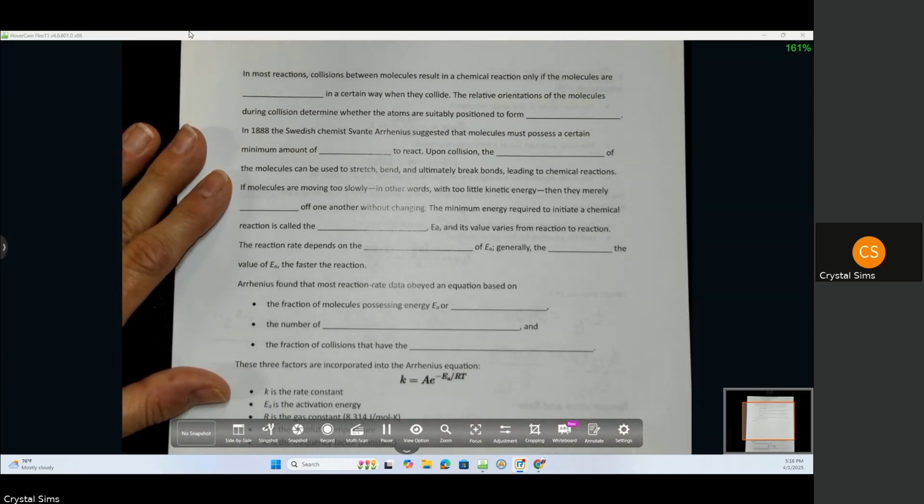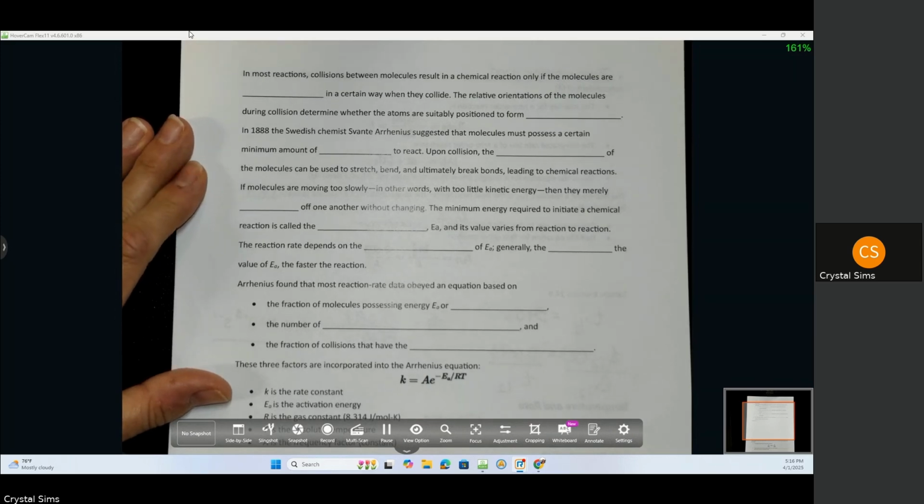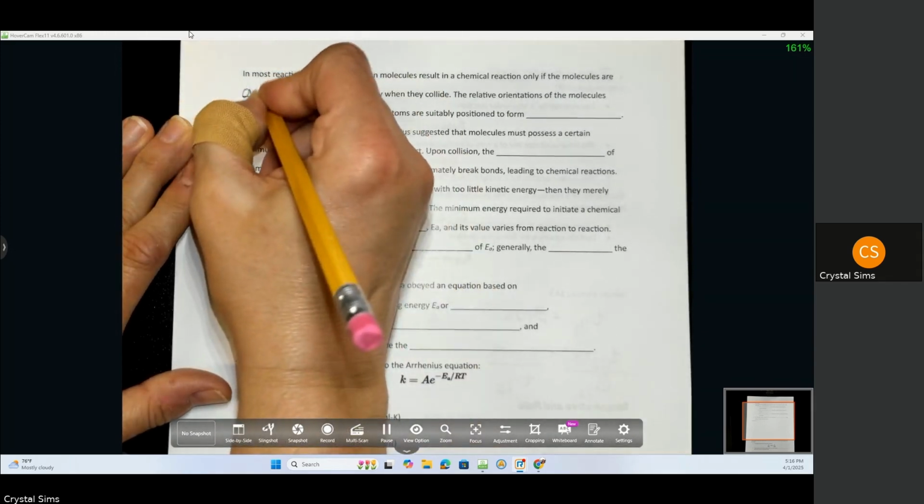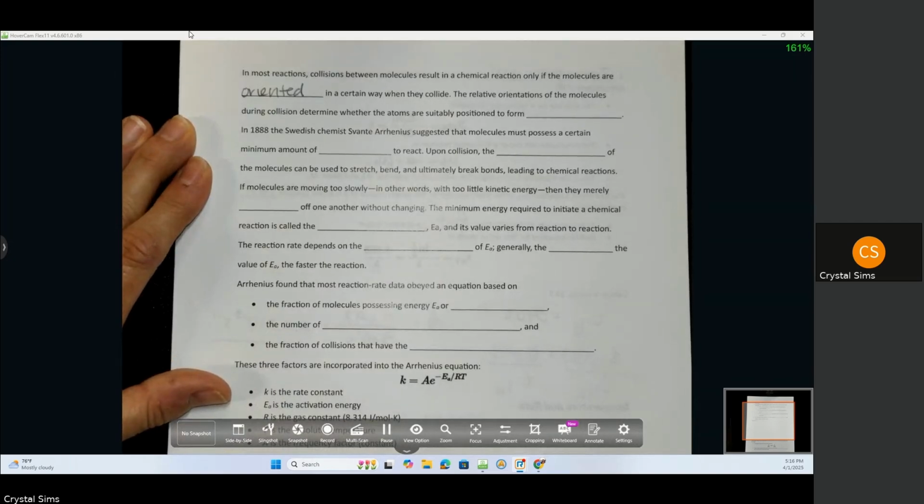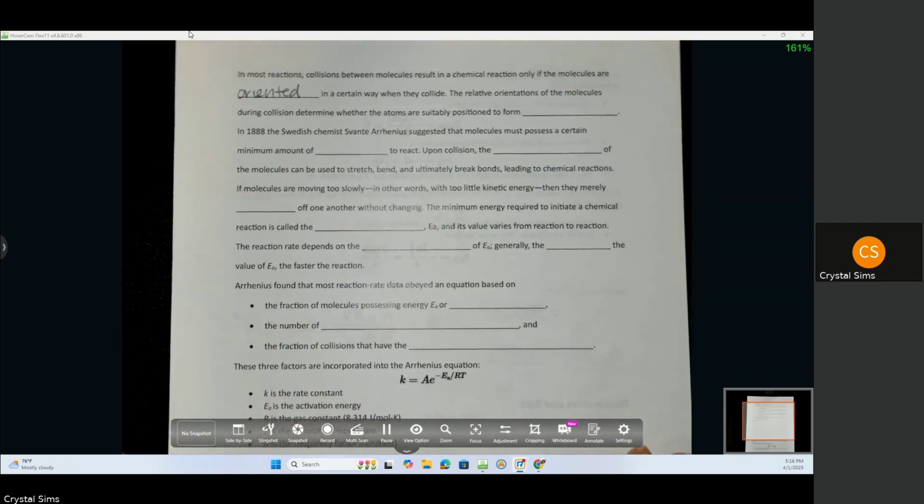In most reactions, the collisions between the molecules are going to result in a chemical reaction only if they are oriented in a certain way when they collide. So if they have a lot of energy and if we have a lot of collisions, it doesn't necessarily mean that we're going to have a chemical reaction. They still have to be turned in the right direction. And so in most reactions, it takes thousands of collisions, but we only end up with a fraction of those being able to cause a reaction.